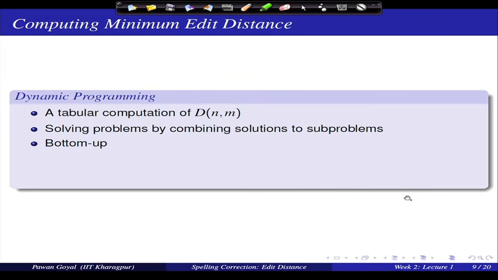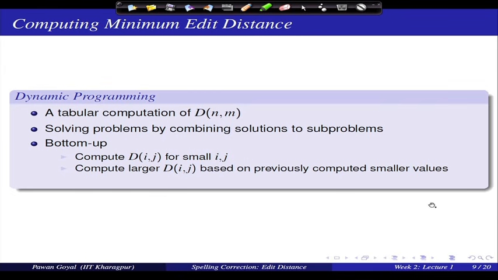So this is a bottom up approach. I first solve the very small subproblems and then I use them to solve the bigger problems. So I compute dij for small i, j, and based on the smaller values that I have computed, I will compute larger values of dij. And I keep on doing that until I get dnm. So this will be the basic idea. Now what we need to see is how I should be using the smaller computations to get the value for the larger ones.